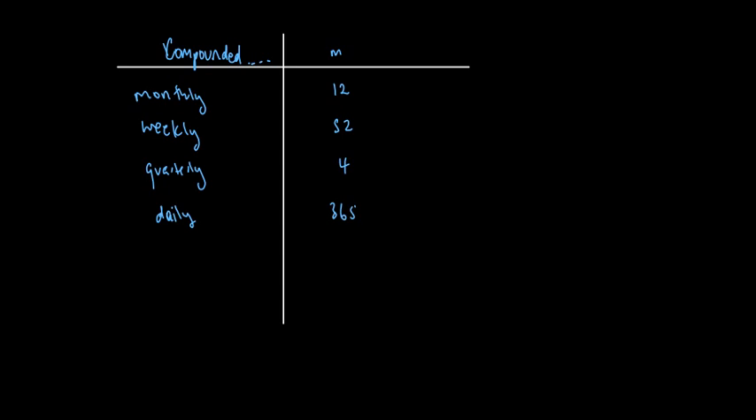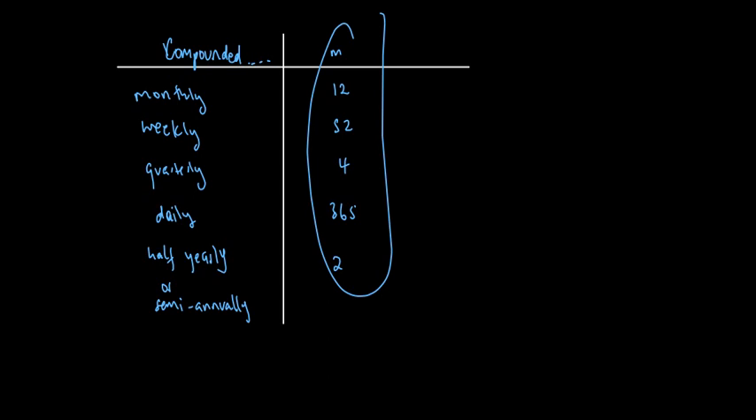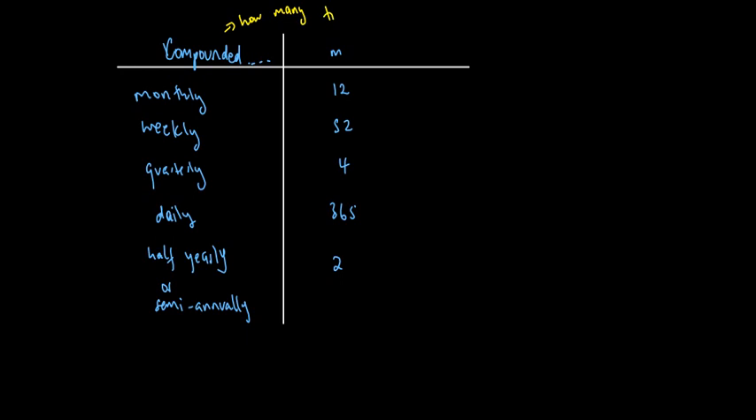And then if they say compounded half yearly or semi-annually, then you're going to be adding interest 2 times in a year. So this M, good people, is just the number of times that you earn interest in a year. This is how many times interest is added in a year.